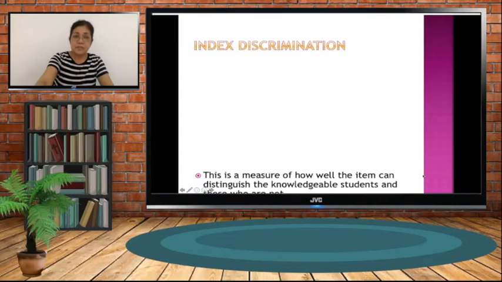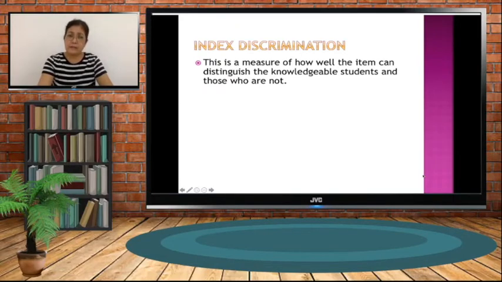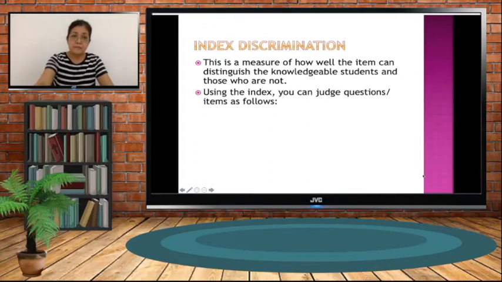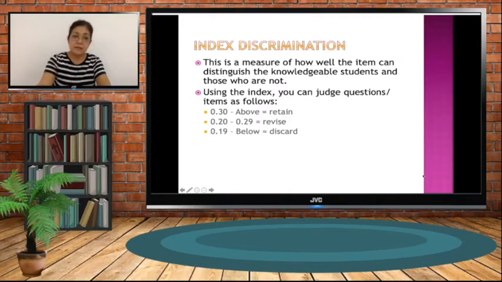Now, what about the index of discrimination? It is a measure of how well the item can distinguish the knowledgeable students from those who are not. So here, we can compare the correct scores of the fast learners and the slow learners. Using this index, we can judge a certain question or item as follows. If we have computed the index of discrimination and we got 30 hundredths and above, that item should be retained. But if it falls in 20 hundredths to 29 hundredths, you need to revise it. But once it falls in 19 hundredths or below, you need to discard it. So this index of reference will be your basis of determining whether a certain item should be retained, revised, or discarded.